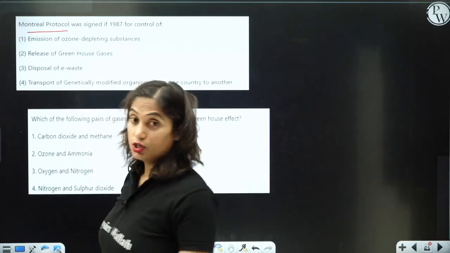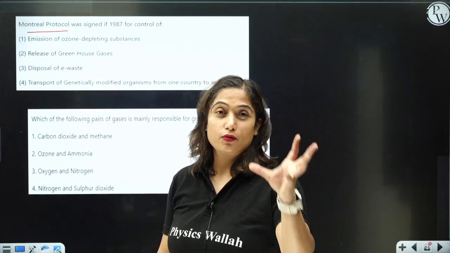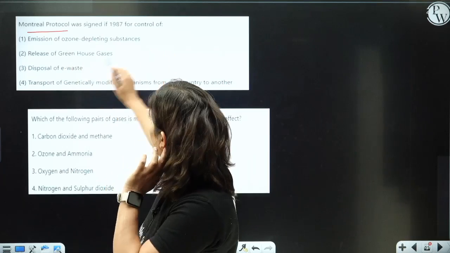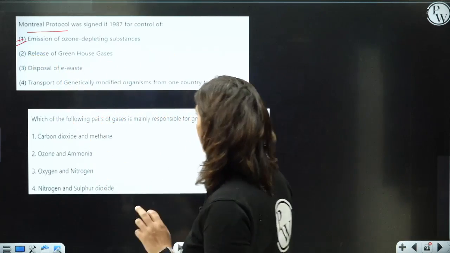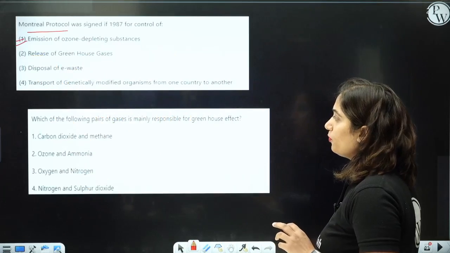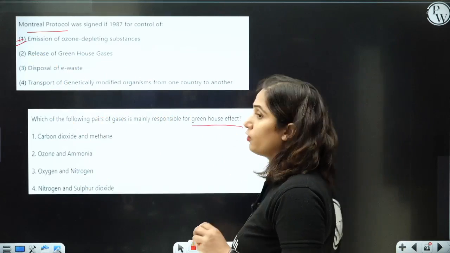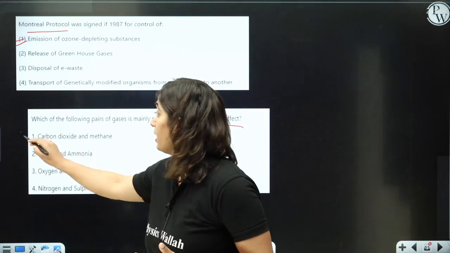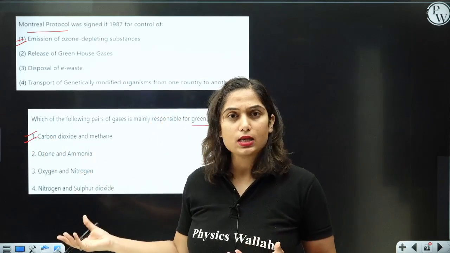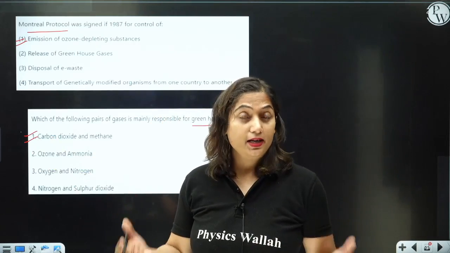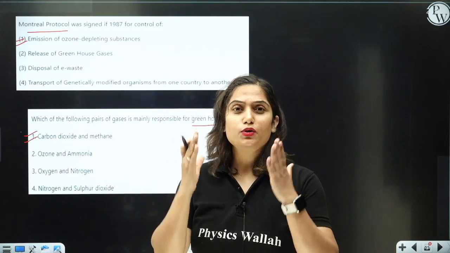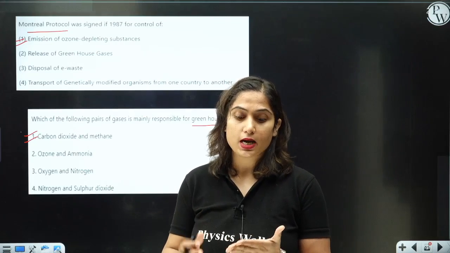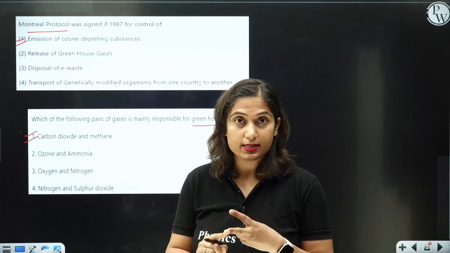Montreal Protocol, I have just told you, is for the control of emission of ozone depleting substances, right? Which of the following pairs of gases is mainly responsible for the greenhouse effect? Mainly CO2 and methane. So the answer is carbon dioxide and methane. You can see, very simple and direct questions from NCERT. So you have to read your NCERTs line by line and learn all the data from NCERT. The years are important, the data are important.